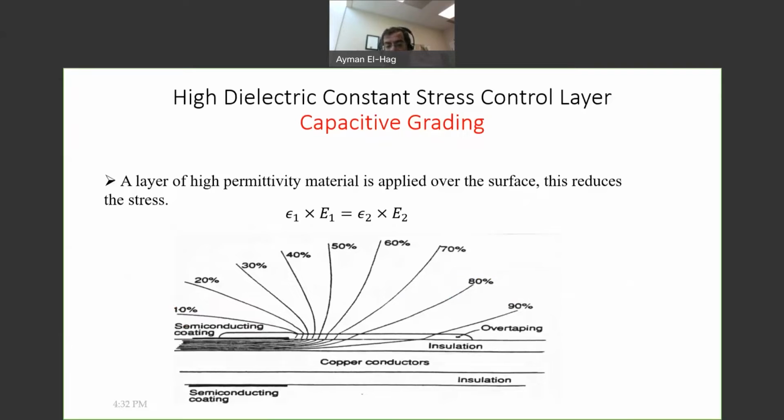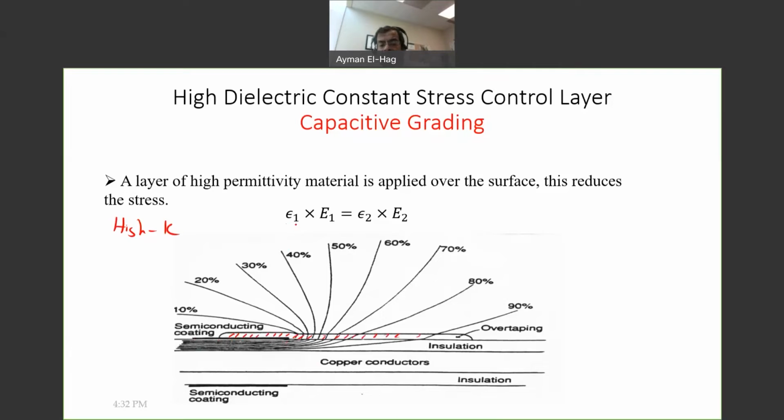Another way of easing or reducing the electrical stress is to use what we call high dielectric constant, high permittivity material, or sometimes it's called high K material. Okay, how it works. Now, remember, this is the conductor, this is the XLPE, the insulation, and this is your high K material, and this is your semicon, this black line. Now, before this was air, nothing there.